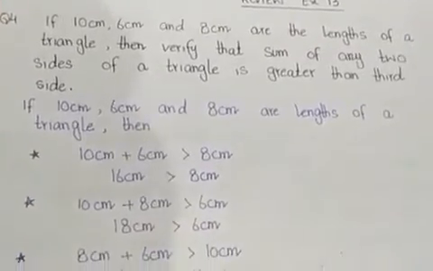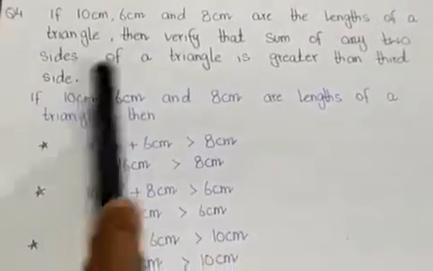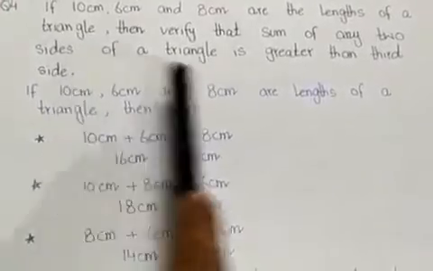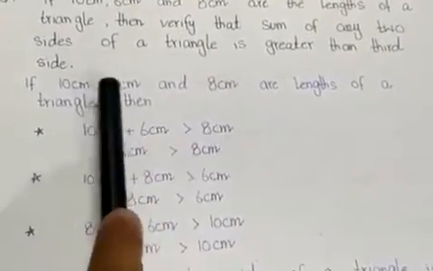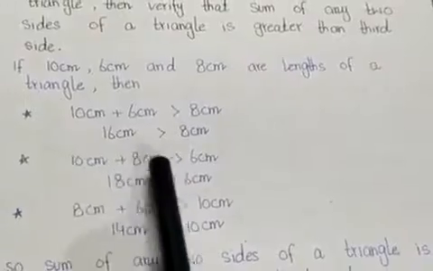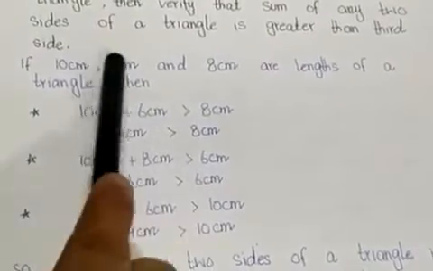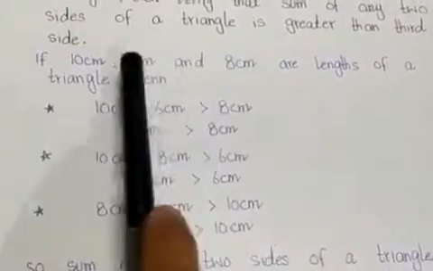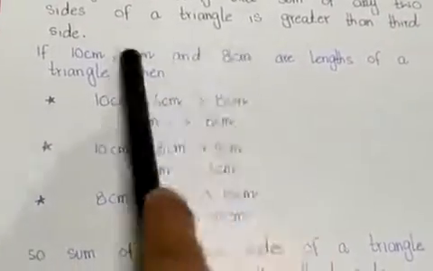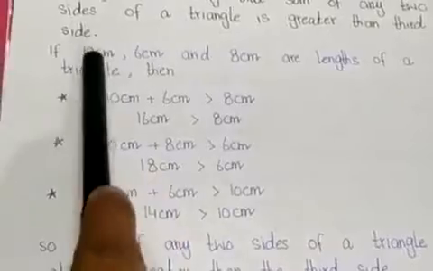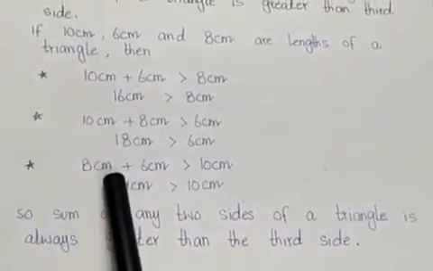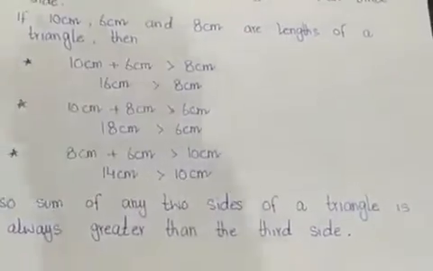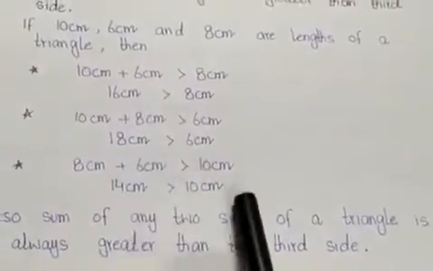Now take the sum of other two. 10 centimeter plus 8 centimeter. This sum should be greater than this one. So 10 plus 8 is equals to 18 and 18 is greater than 6. Verified. Now take the sum of these two sides. 6 plus 8. This sum is greater than 10 centimeter. So 8 centimeter plus 6 centimeter is equals to 14 centimeter, and 14 is greater than 10.